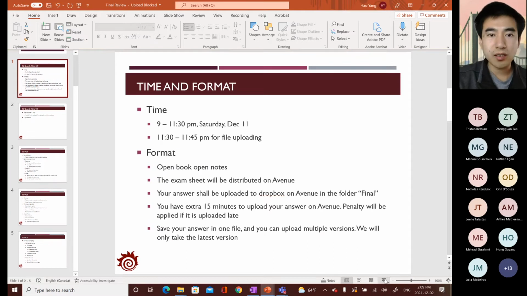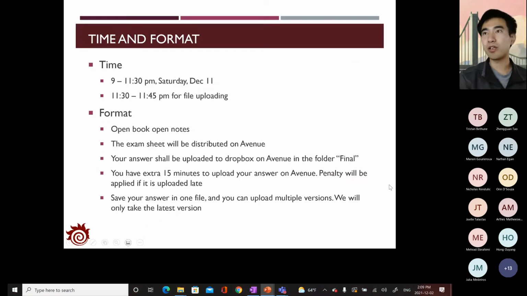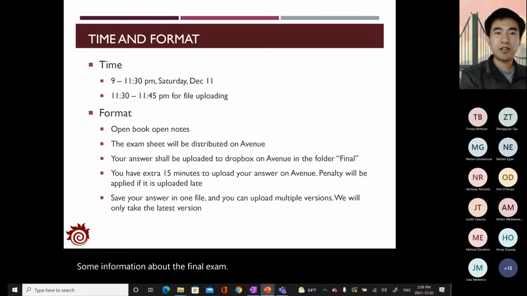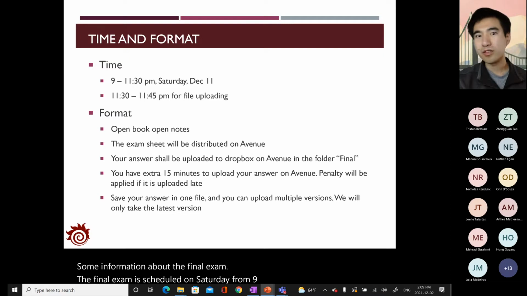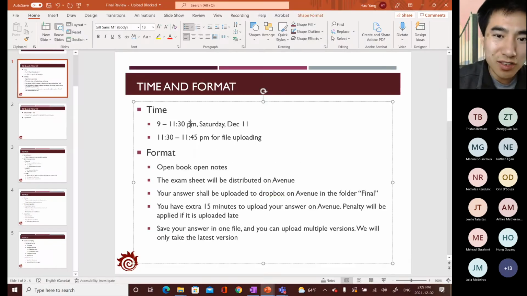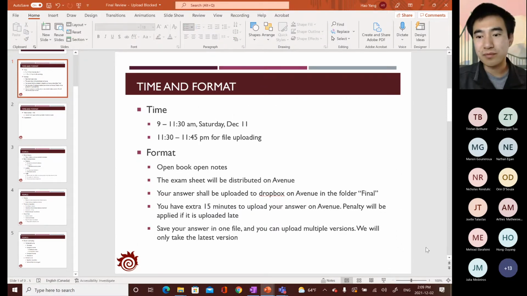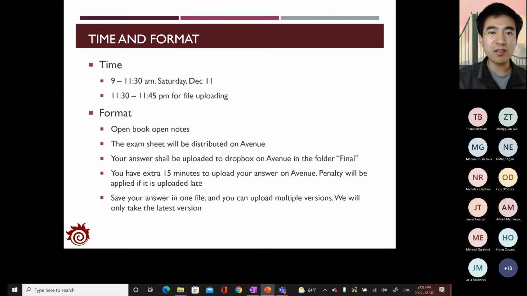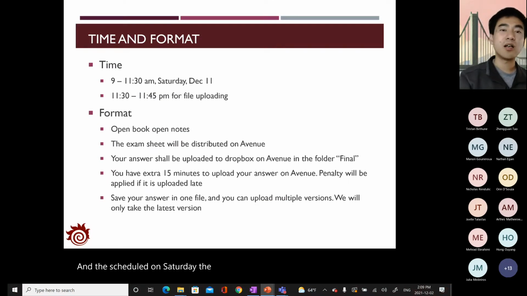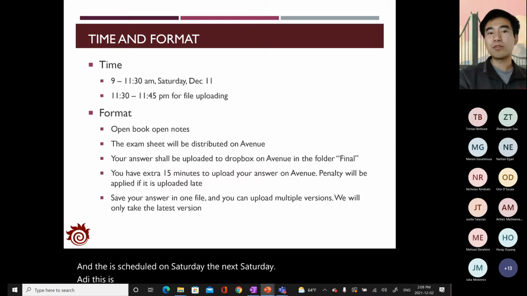So here is some information about the final exam. The final exam is scheduled on Saturday from 9 to 13. No, not PM. 9 to 13 a.m. Sorry. 9 to 11:13 a.m. And it is scheduled on Saturday. Next Saturday. This time is reserved for our class by the university.